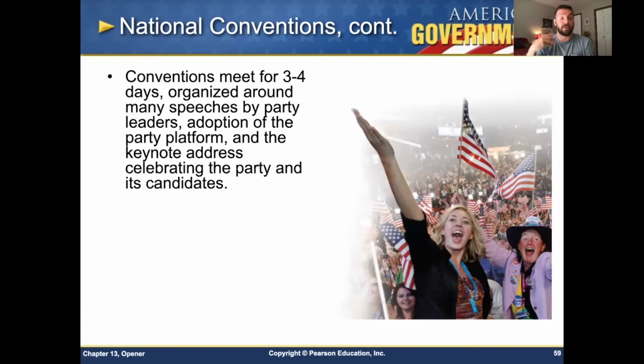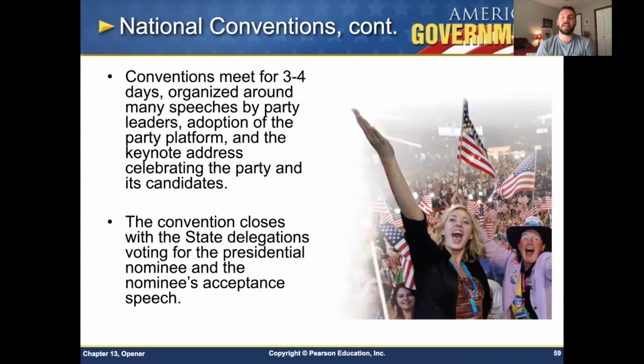They're organized around speeches delivered by party leaders. You got a keynote speaker. The thing about the keynote speaker, and I'll point this out very quickly. Usually, this keynote address, it's like the kind of opening address. It's like one of those main event things during the convention. The parties will usually give that keynote speech to an up-and-coming star in the party.